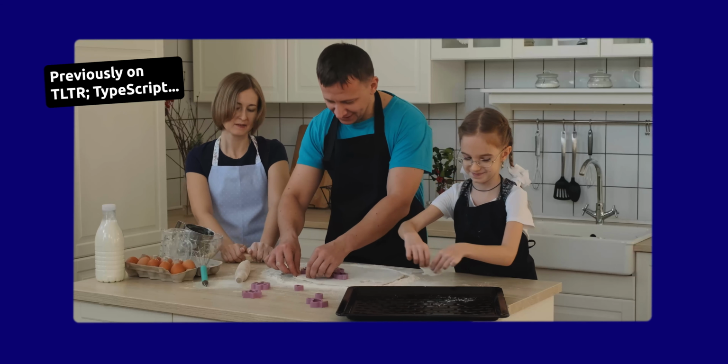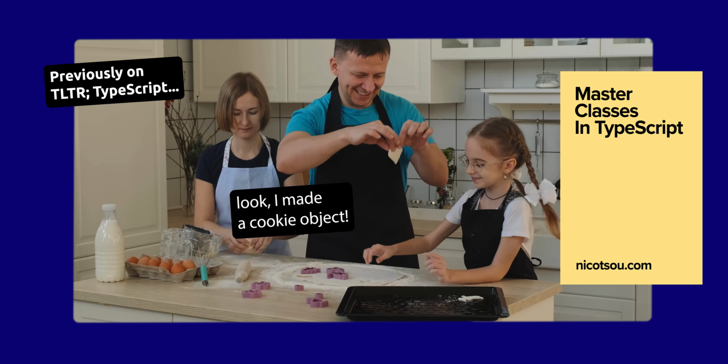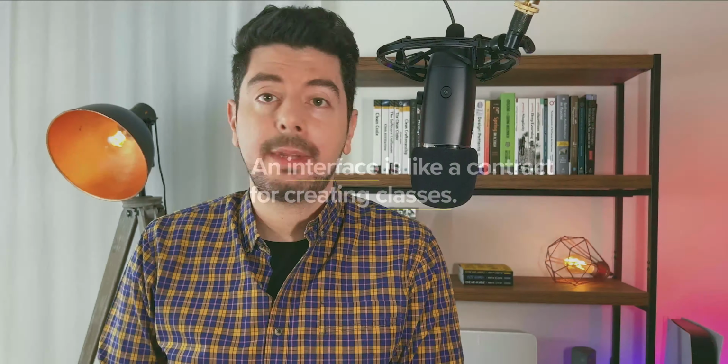So in the previous video we talked about classes, and in that video we said that a class acts as a blueprint for an object. Interfaces are quite similar. An interface can act as a blueprint for creating classes. You may be familiar with this concept from other programming languages. For example, Java and C# have their own interfaces. Or Swift has protocols, which is pretty much the same concept, right?